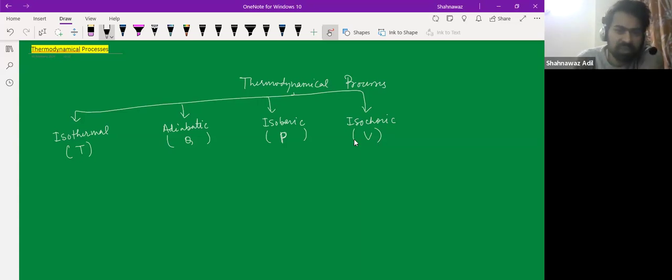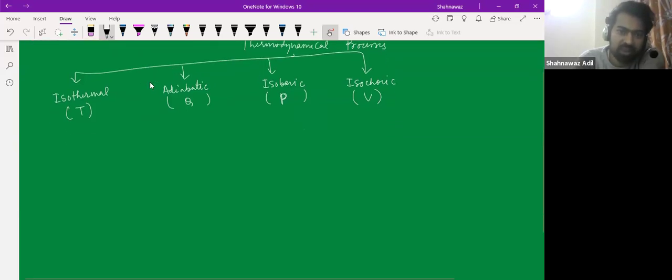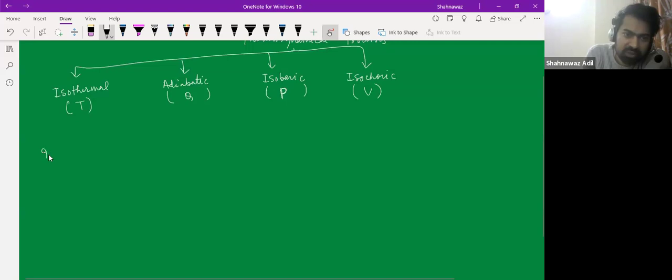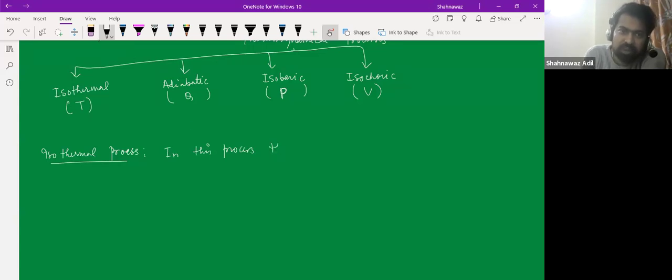And let us first talk about this isothermal process. So in this process, the temperature of the system remains constant.